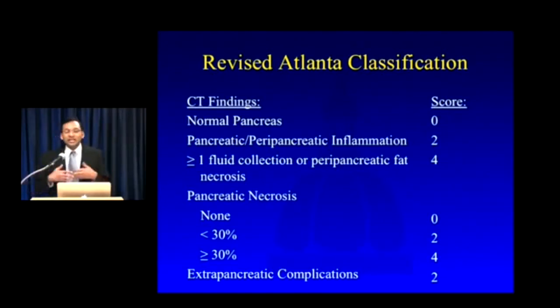Now, the Balthazar system has largely been supplanted by the revised Atlanta classification, which isn't fundamentally that different, right? It takes into account a number of different CT imaging features, the degree of necrosis, the presence of complications, spits out a formula that's going to help you predict whether the patient is likely to have a good or a bad outcome. Now, you don't need to memorize the revised Atlanta classification because, honestly, I don't know anyone who actually uses it in their dictation.